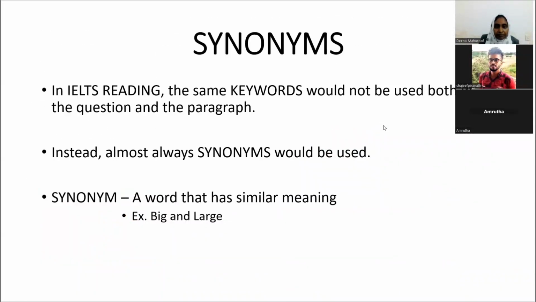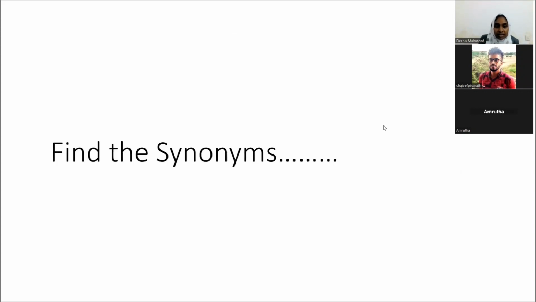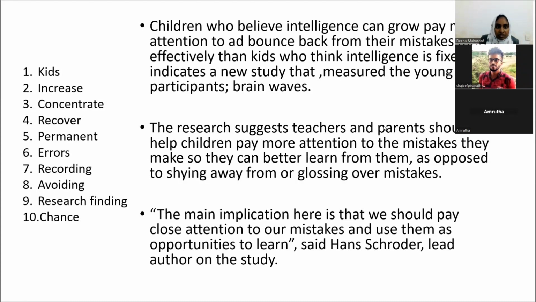Okay. So synonyms, as you know, synonyms are words that have the same meaning. For example, big, large, they mean the same. So in IELTS, it's always about synonyms. You would not find the same word in the question and in the text. It's always a word in the question and a synonym in the paragraph. So you'll need to understand the meanings of the words, basically. So let's find the synonyms in these questions. Kids, increase, concentrate, recover, permanent, errors, recording, avoiding, research, finding, chance. So there are 10 words over here. So let's find those words in the paragraph.